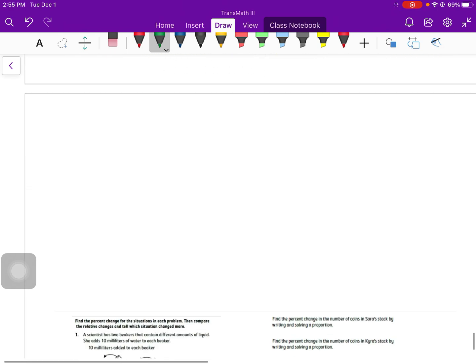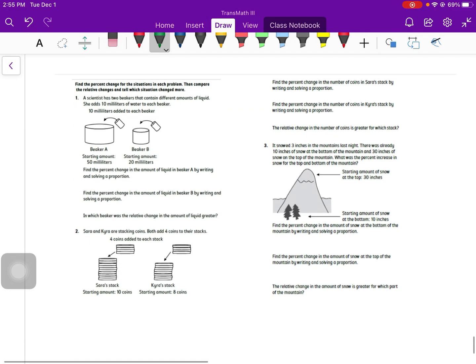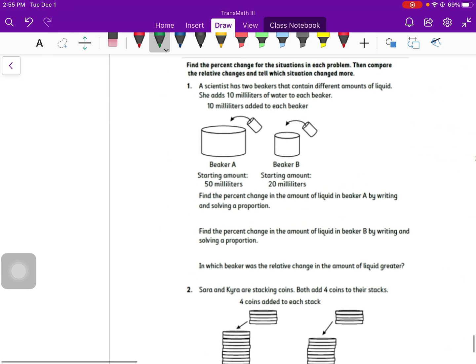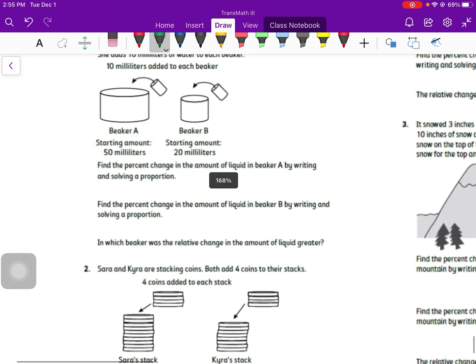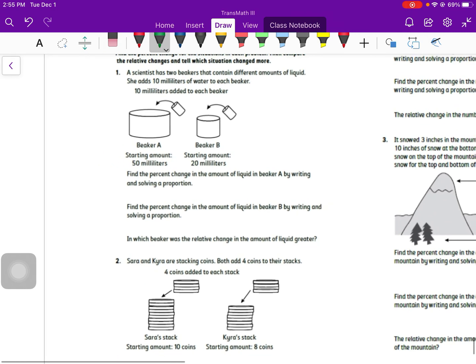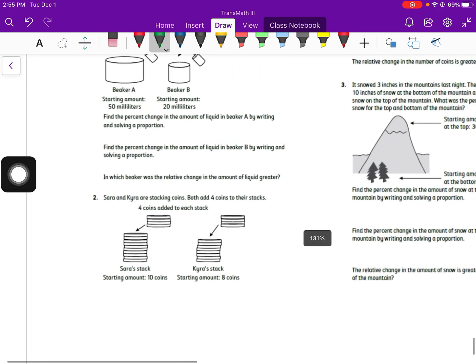So now I'm going to have you go through and do these 3 problems. They're a little bit longer. There's not a whole lot of space, but if you want, you can write off to the left side or the right side, wherever you need. So number 1, you can skip, because we literally just did that exact problem. It's the exact same problem: 10 milliliters, 50, and 20.